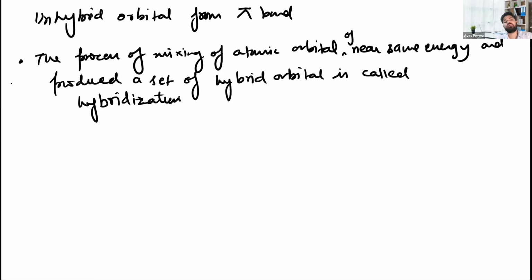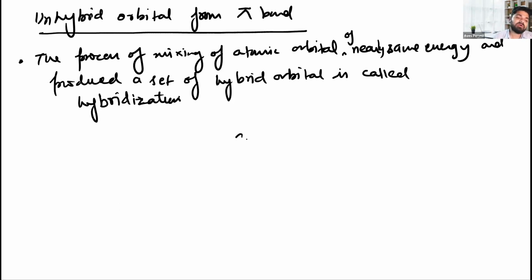The process of mixing of atomic orbitals of nearly same energy. Only atomic orbitals of the same energy are going to intermix. If there is a very large difference in the energy of the atomic orbitals, they don't mix with each other. Understood? Unhybrid orbitals make pi bonds. Done? Yes, sir.